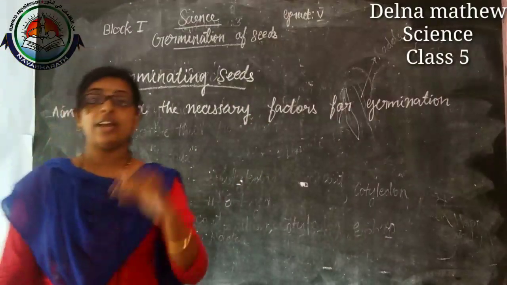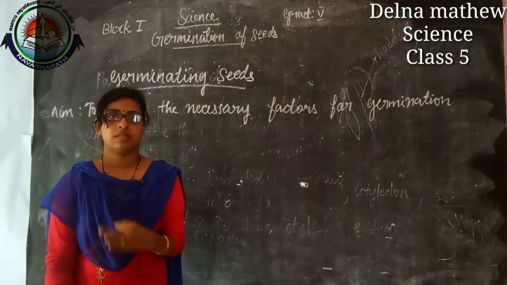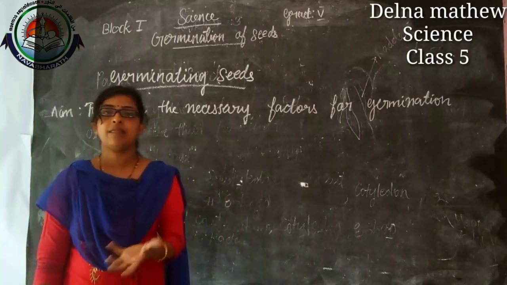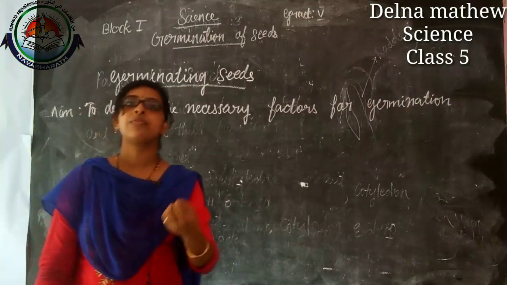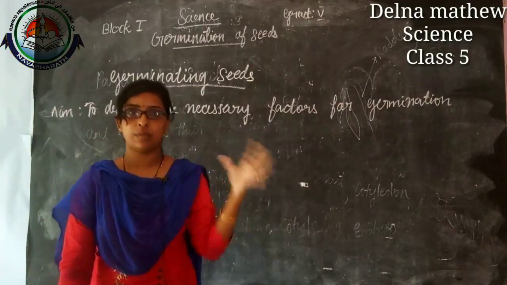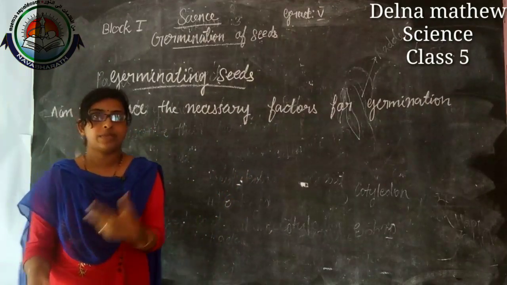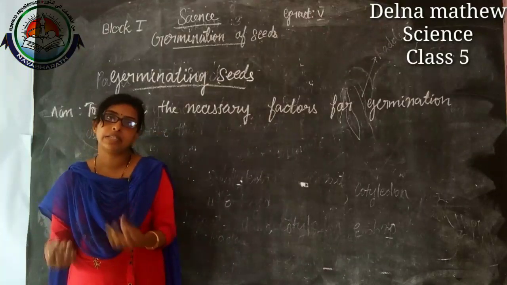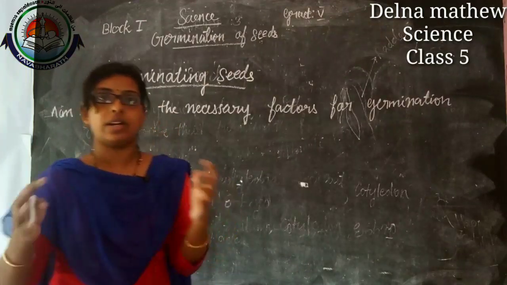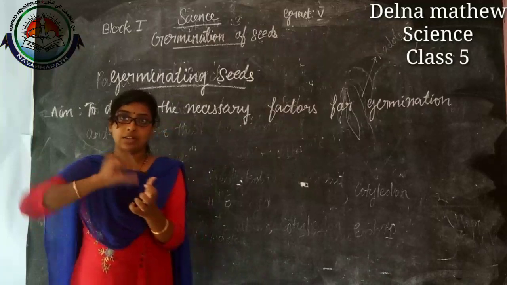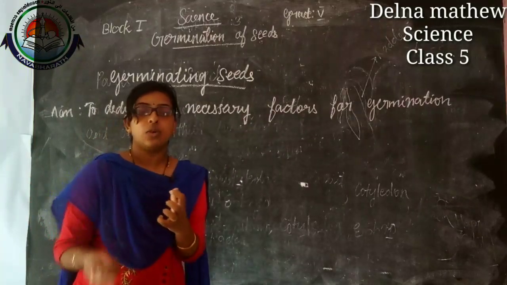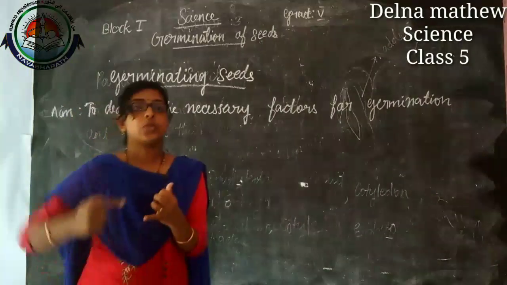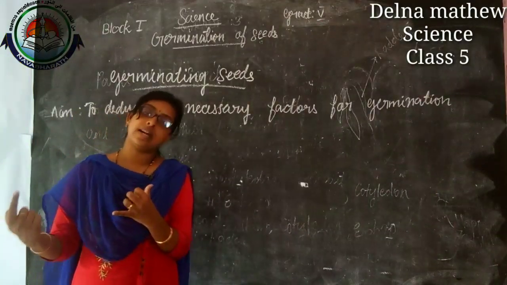Germination means that when a dormant seed, what do you mean by dormant seed? Inactive seed. That means if we consider a seed that we keep in our home itself and we are not sowing it, that is an inactive seed. When we sow it, then what will happen? The seed will absorb the water and then it will sprout. So a dormant seed begins to grow into a seedling.